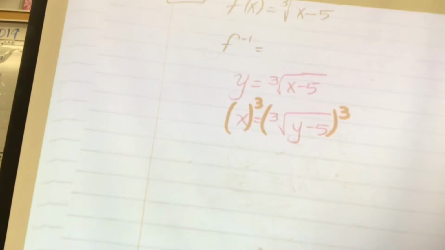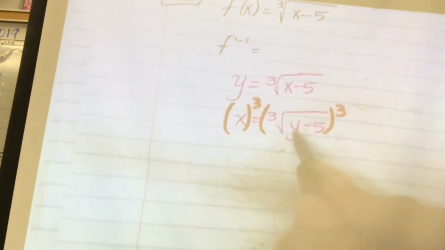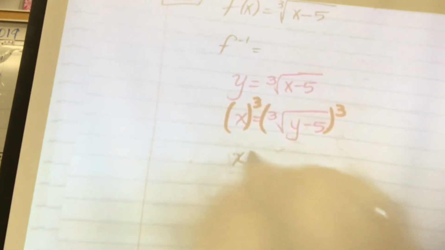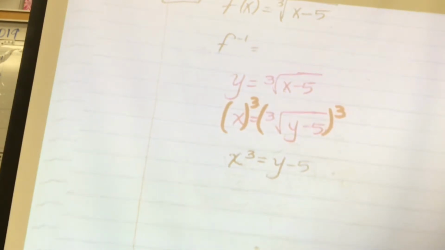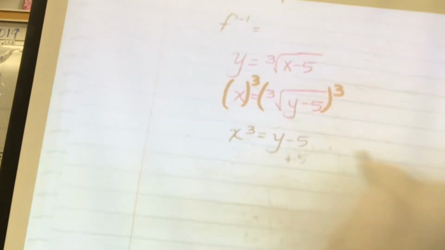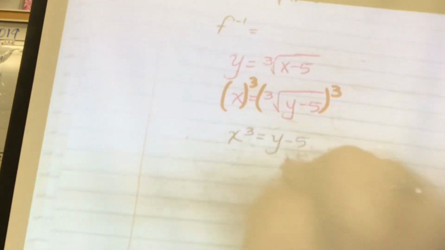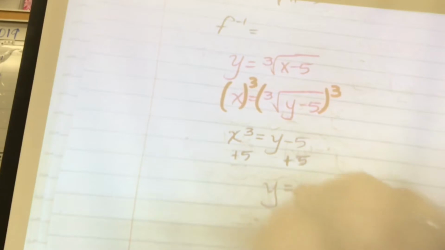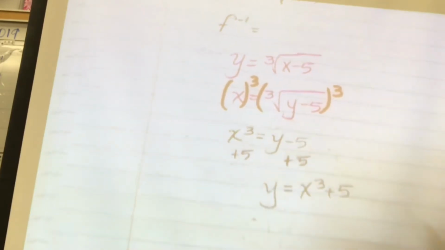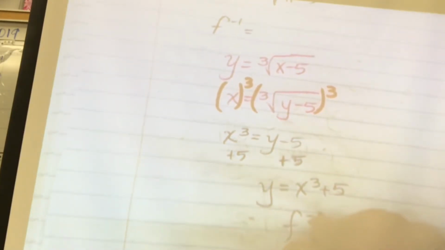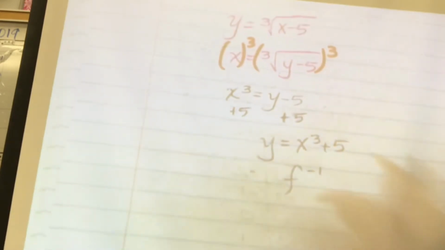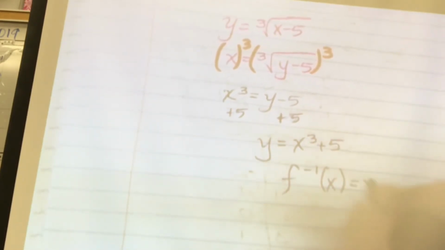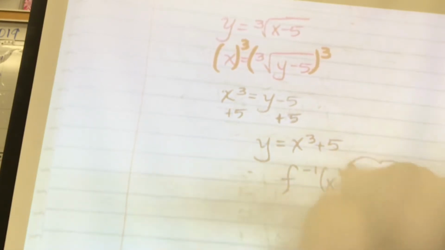Now what? This goes away, right? And what do you get over here? x cubed is equal to y minus 5. I'm going to add 5 to both sides. y equals x cubed plus 5. And I'm going to write it as f inverse of x is equal to x cubed plus 5.